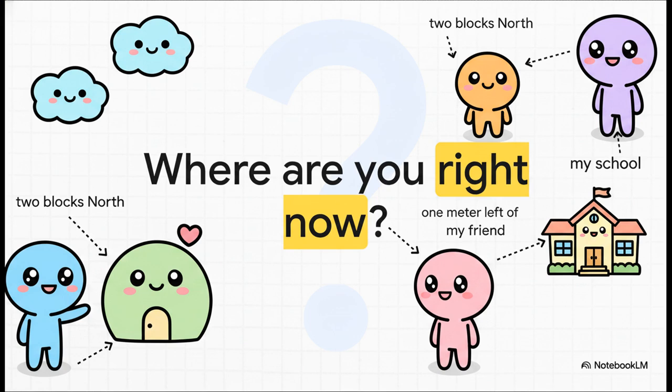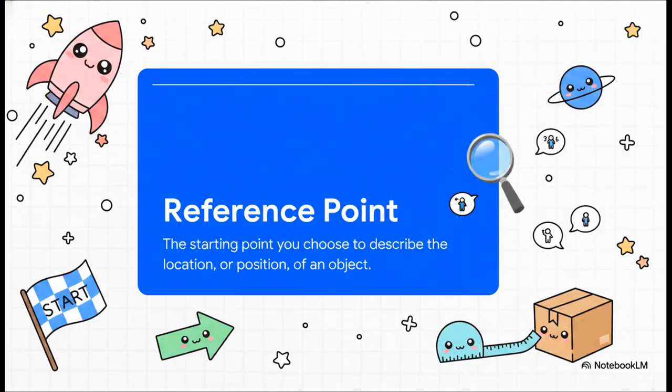Notice what you instinctively did there. You didn't just rattle off a solitary coordinate. You had to compare yourself to something else. Your location is entirely relative. And that something else has a special name. It's called a reference point. A reference point is basically the starting point you choose to describe the location or the position of an object. It is the absolute foundation for defining where you are.